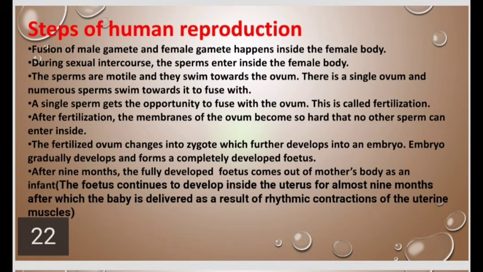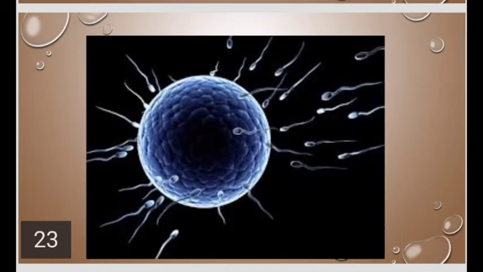After fertilization, the membranes of the ovum become so hard that no other sperm can enter inside. The fertilized ovum changes into a zygote, which further develops into an embryo. The embryo gradually develops and forms a completely developed fetus. After 9 months, the fully developed fetus comes out of the mother's body as an infant. This image shows the process of fertilization.